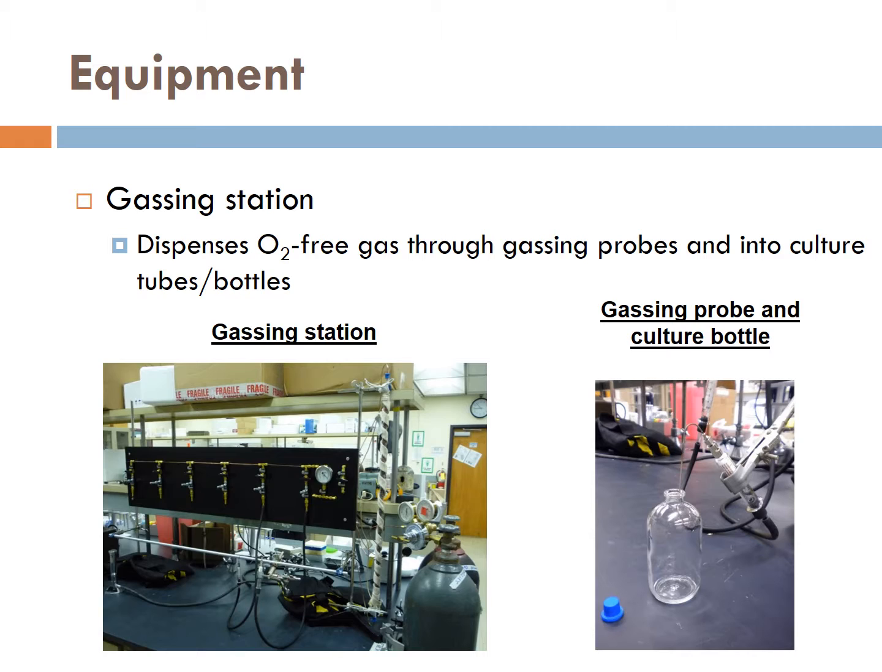This gassing probe fits into the neck of culture tubes and bottles and permits them to be flushed with oxygen-free gas whenever they're opened. This prohibits the entry of oxygen. The bottle illustrated at right is currently empty, but would be filled with culture or media during routine use.